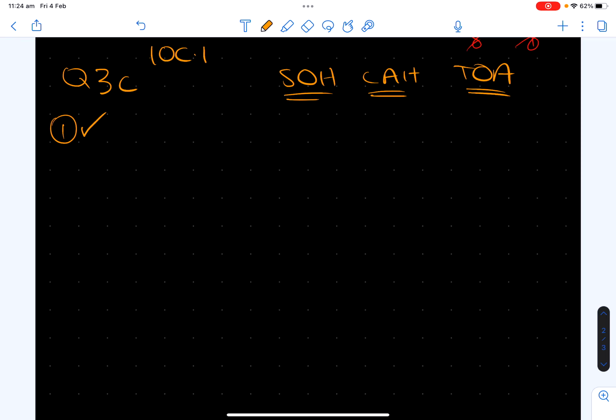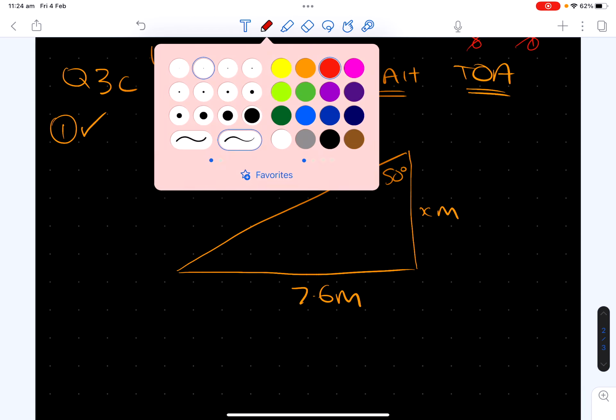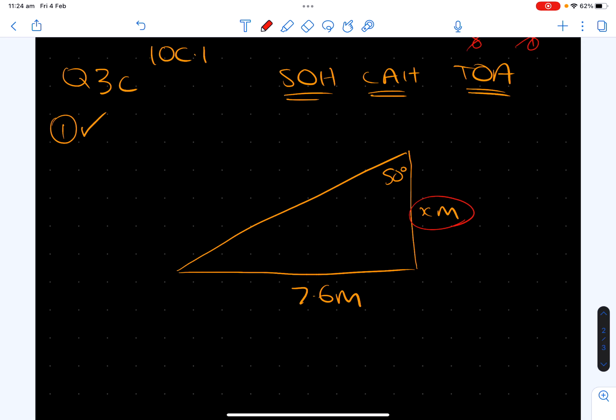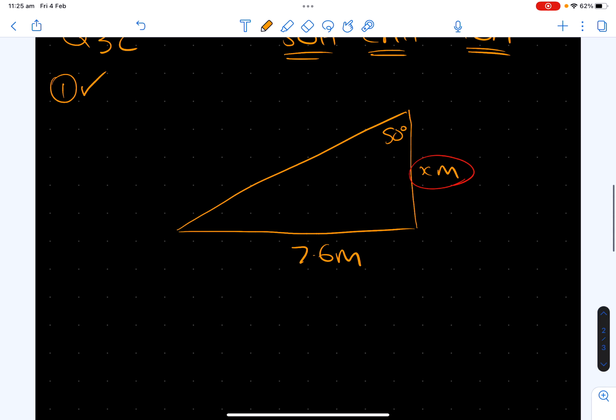So I'm going to draw the triangle exactly how it is in the book, and I'm going to write in all the values, 50 degrees, x meters, and 7.6 meters. It's also worth sometimes just circling the unknown, the thing that you're trying to work out, so that your next step is labeling all of the sides. So we can tick it off as we go.